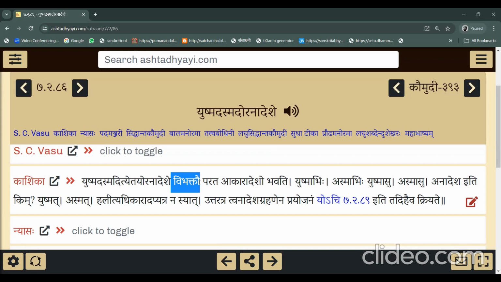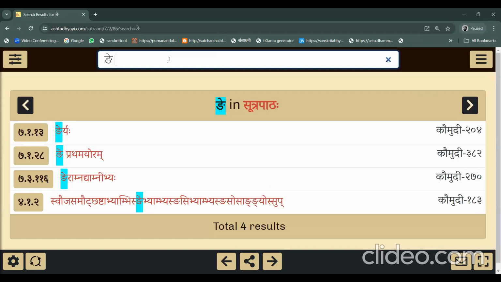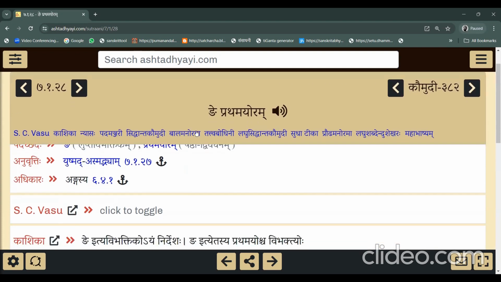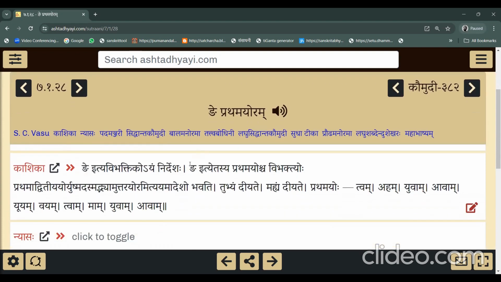Unlike, you see, Yushmad Asmad Ohana Adesha, we replaced Pratama and Dvitiya Vibhakti by Nye Pratama Yogo. There what happened? The Sutra is 7. Nye Pratama Yogo. There you can see Pratama Vibhakti, Dvitiya Vibhakti, as well as Chaturthi Vibhakti, Ekavachana Pratyaya replaced by what is this? This is Adesha. Adesha Vibhakto Pratyaya Pare. Right?